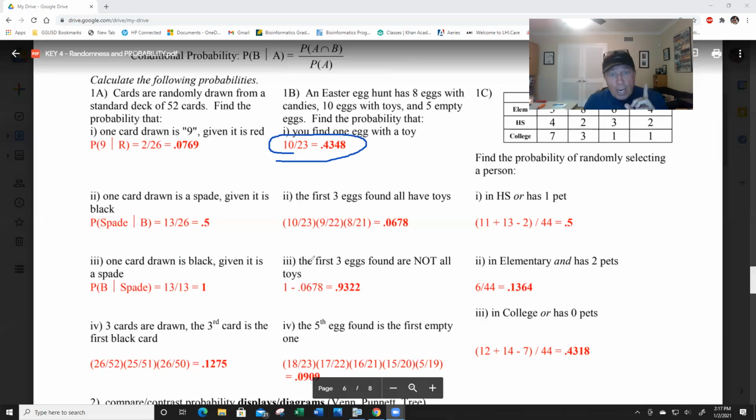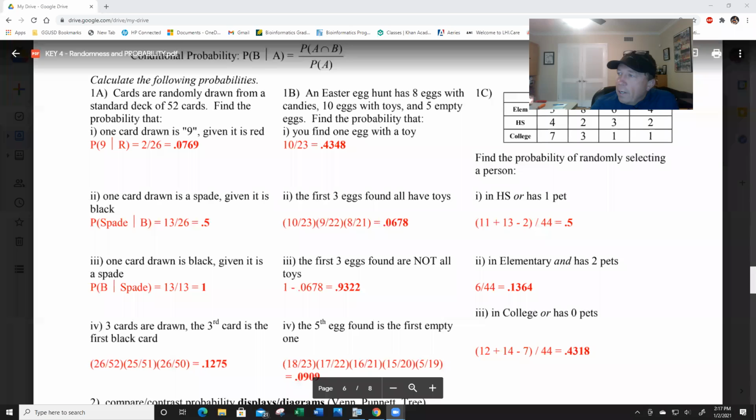The conditions are changing here. Okay. So 10 out of 23, then 9 out of 22, and 8 out of 21. So it's about 7%. Okay. Sound good? And then item 3 is the first 3 eggs found are not all toys.